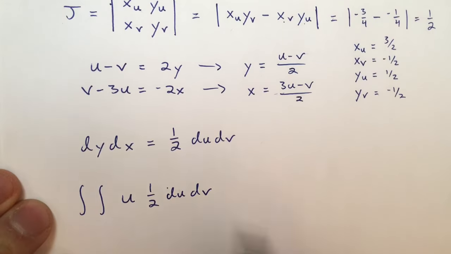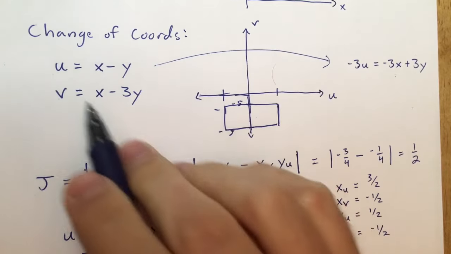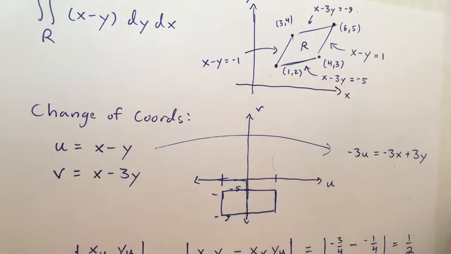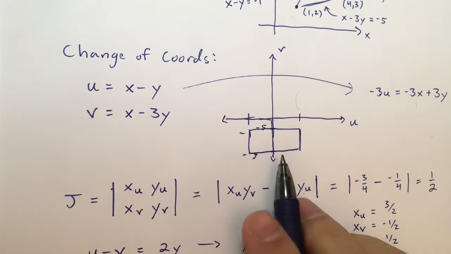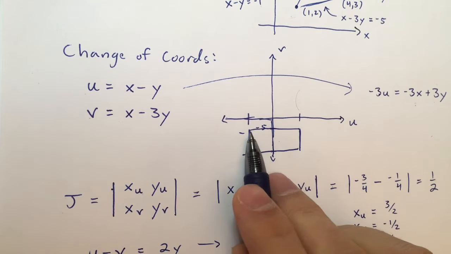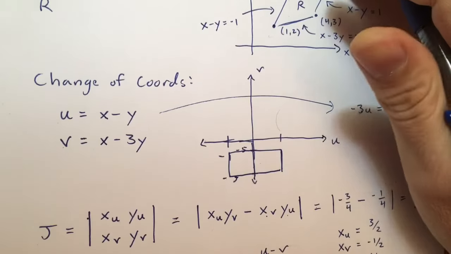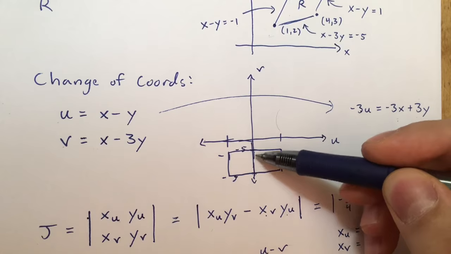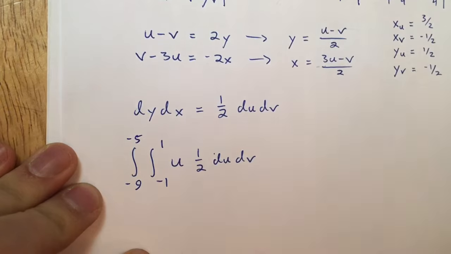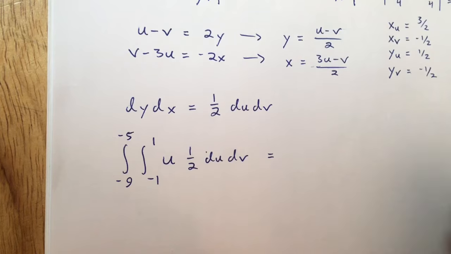Okay? Now, what do the bounds become? Well, looking at these equations, you can figure it out, because you know what the bounds were in terms of x and y. You can plug them into these equations and figure them out. However, I think it's easier just to look at the picture. If you've got the picture, just use that. I mean, look, u goes from negative 1 to 1, and then v goes from negative 9 to negative 5. And so now we can do this integral, integrating over this nice, easy rectangle.